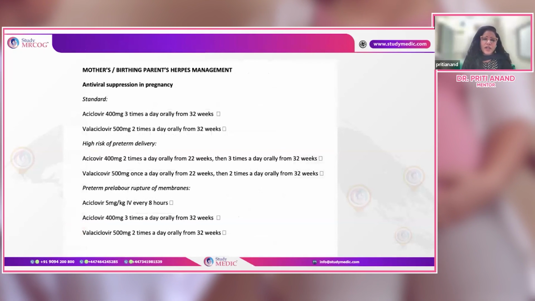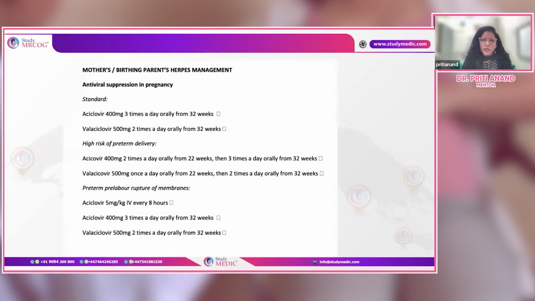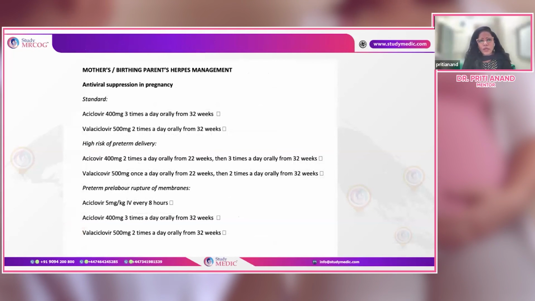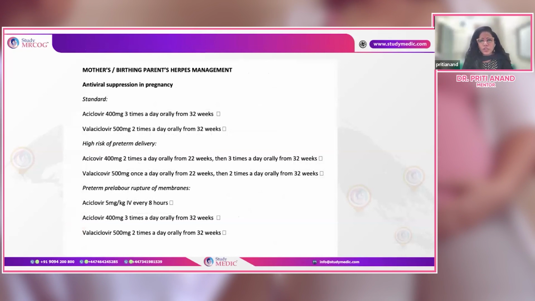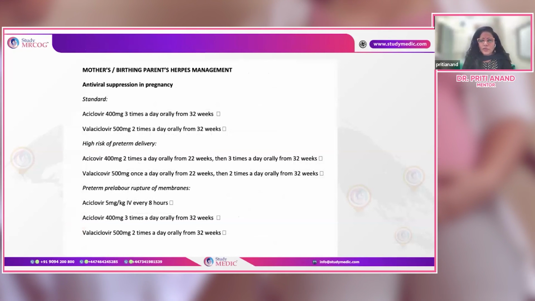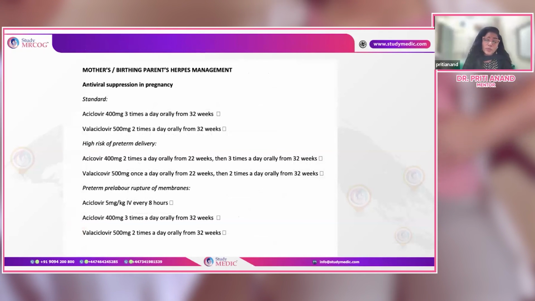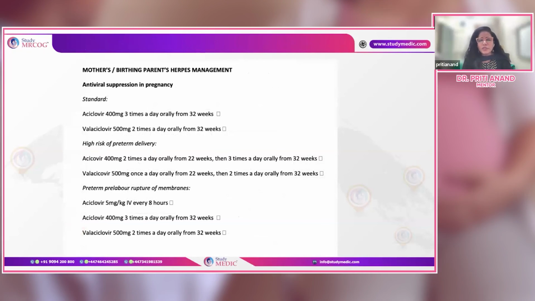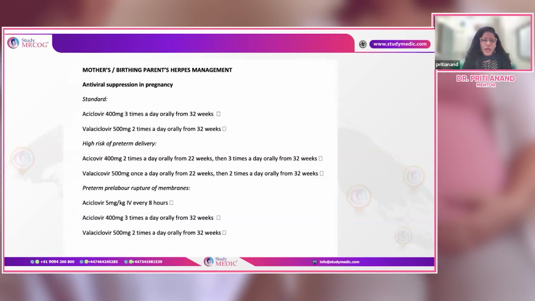So, antiviral drugs in pregnancy for herpes are acyclovir and valacyclovir. Ideally, the standard treatment is given and followed by a prophylactic dose from 32 weeks. Okay, so now the prophylactic dose starts from 32 weeks, not from 36 weeks, for people who have recurrent herpes or primary herpes in the first and second trimester.